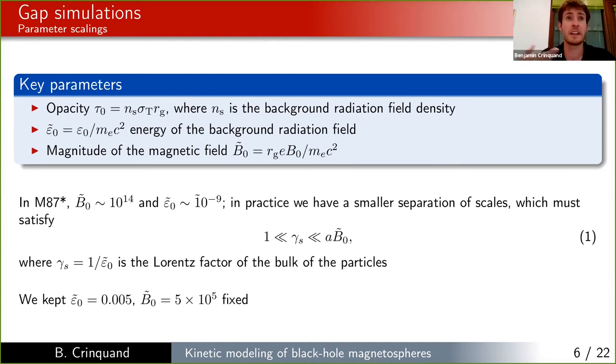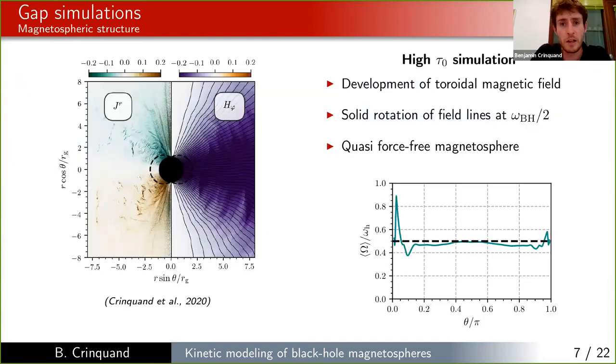which means that charged particles can be accelerated to such high energies, Lorentz factors, that they are above the pair creation threshold, and they can pair produce against the soft background radiation field, which has this given energy epsilon naught. We have fixed these parameters, epsilon naught and B naught, in the following. We will see the influence of tau naught shortly afterwards.